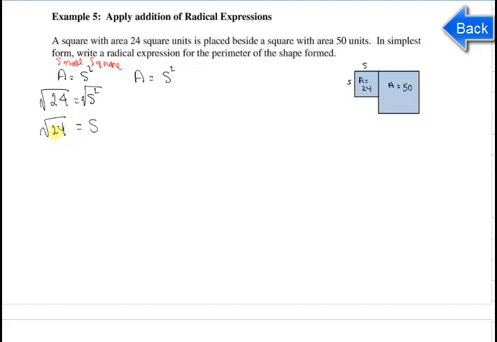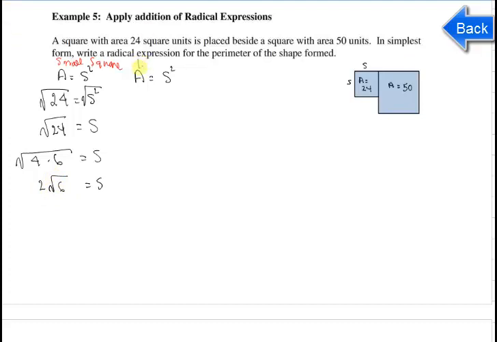Now this is not in simplest form. I need to write this as a mixed radical. So the largest perfect square that fits into 24 is 4. And so when I simplify this, the square root of 4 is 2, and I'm left with 2 root 6.